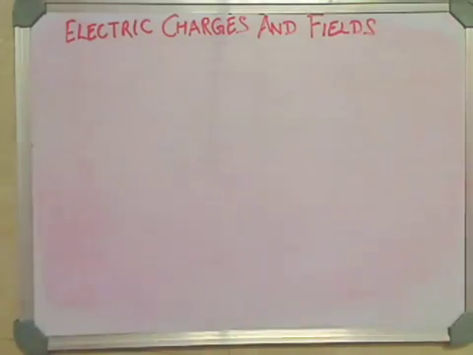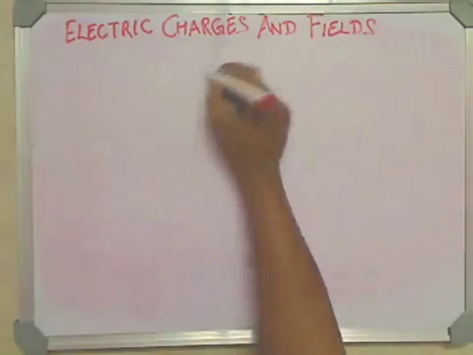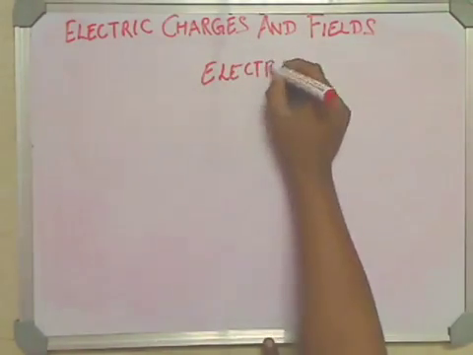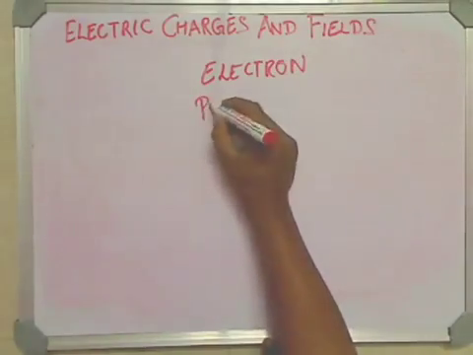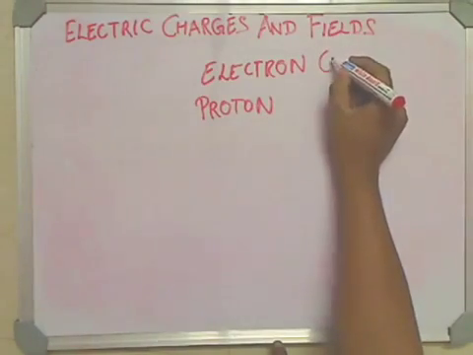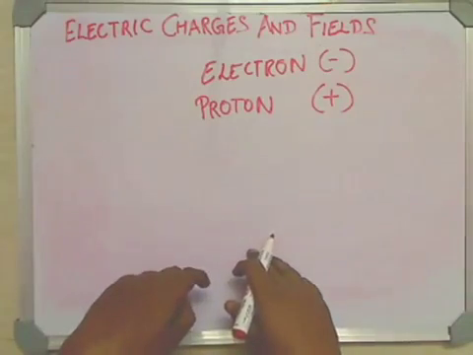Now before I start doing the problems related to this, I'll explain a few concepts which are related to electric charges and fields. Now, let me first tell you what a charge is. A charge is in fact either at the subatomic level an electron, or it could be a proton. As you all know, electrons have negative charges and protons have positive charges.